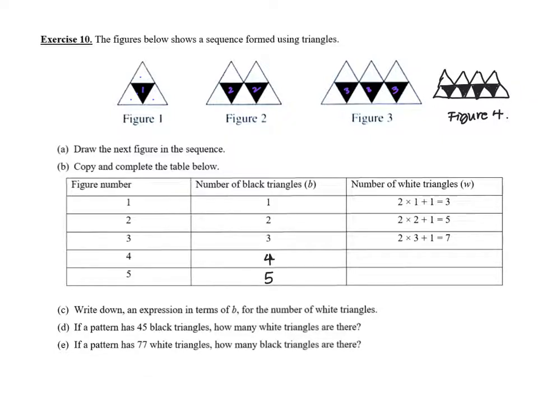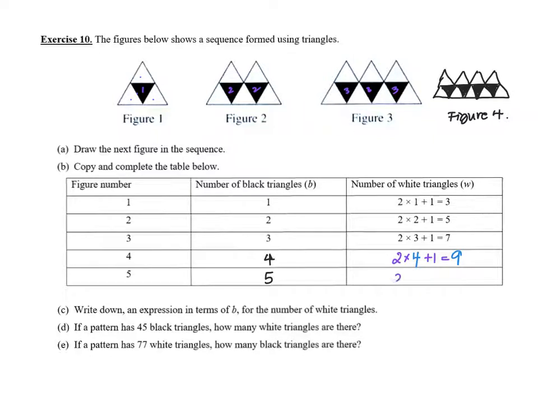The number of white triangles, they gave me a particular pattern. This is 2 times 1 plus 1 equals to 3. 2 times 2 plus 1 equals to 5. What do you notice is the one that changes? Or rather what stays the same? Now according to my pattern, 2 times something plus 1 equals to another number. So what is that something? So if it's figure 4, then it will be 2 times 4, 8. 8 plus 1, 9.